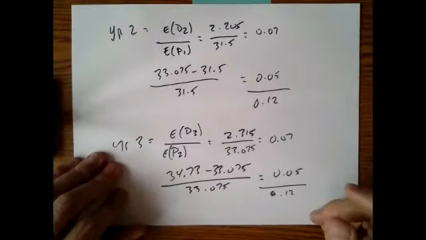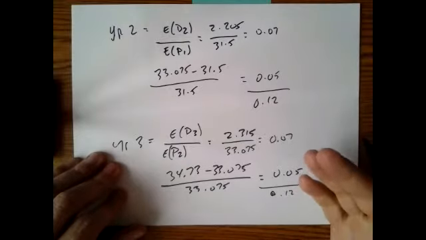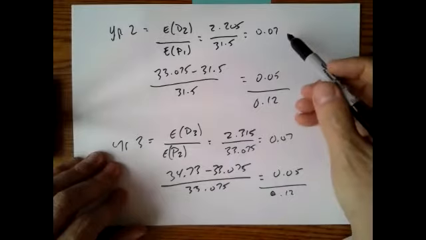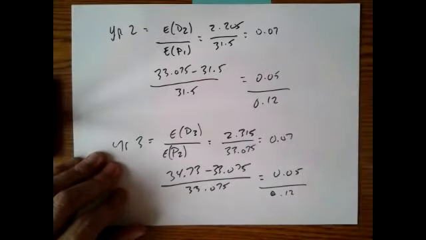Part D asks, what's the total return expected for the next 3 years? We already did that, right? Each year it's going to be 7% dividend yield, 5% capital gain. It's always going to add up to 12.